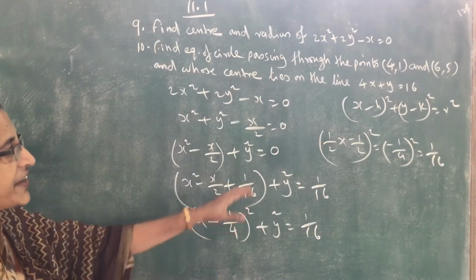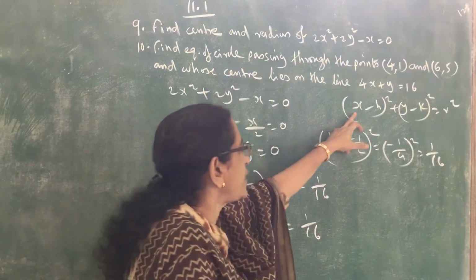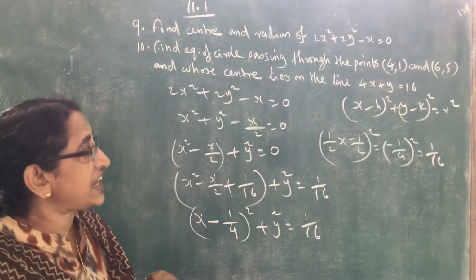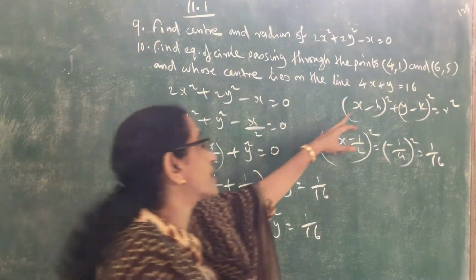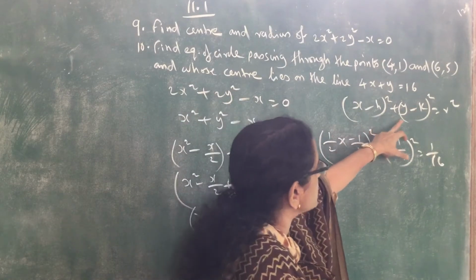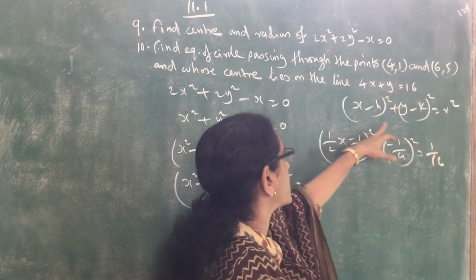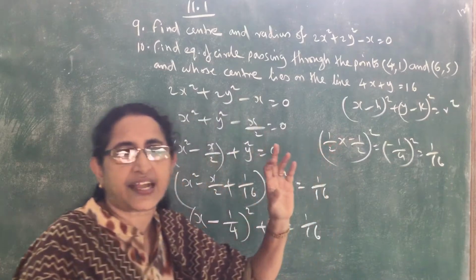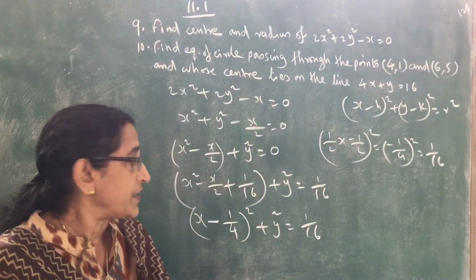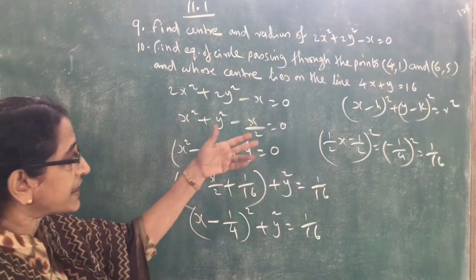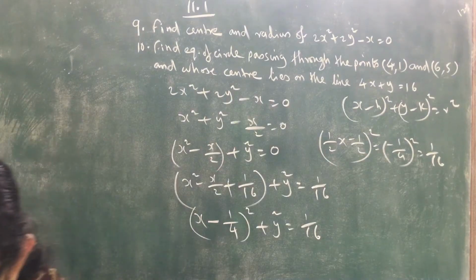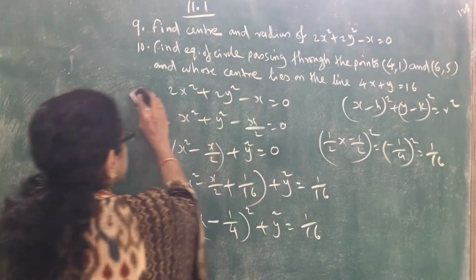Now it is in the standard form. This is the standard form of equation of a circle with center h, k and radius r: x minus h whole square plus y minus k whole square equal to r square. So center of the circle is h, k and radius is r. So now it is in that form. Comparing with that standard form, we can write the center and radius of the circle.